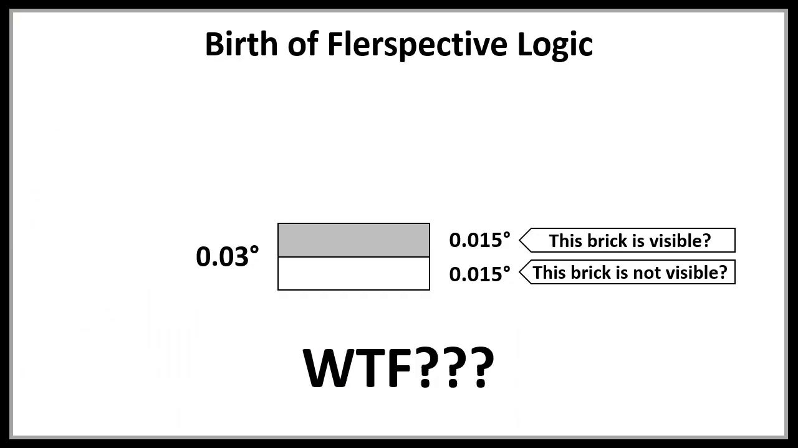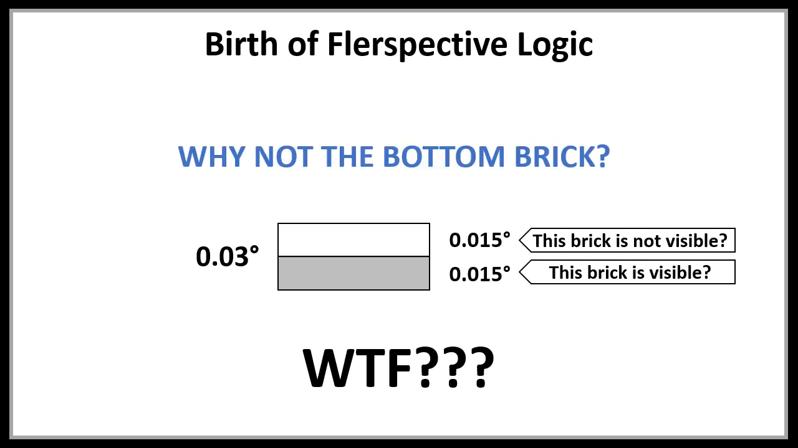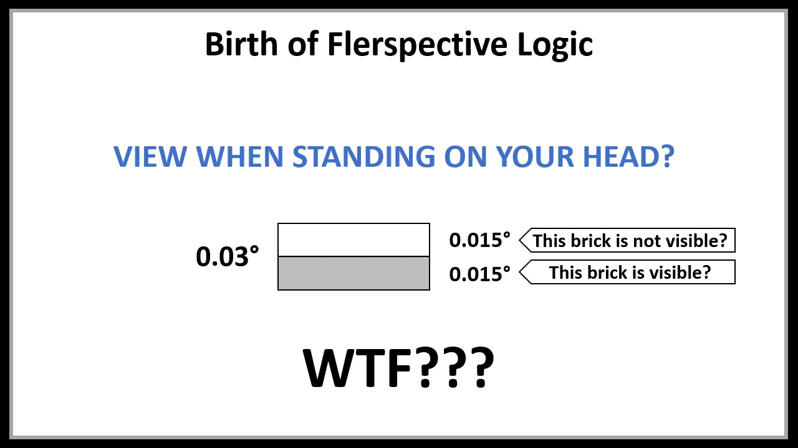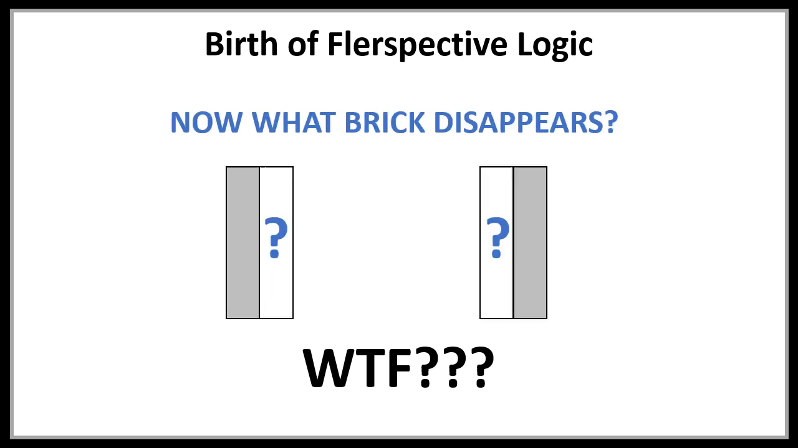Can you believe that? And I think that was Quantum Eraser who enjoyed the taste of the BS that Nathan just pulled out of his rear end. So why is the top brick so special? Why couldn't it be the bottom brick that is visible and the top brick that's not visible? Or maybe this is what we would see when we were standing on our head. And what if the bricks are side by side? Would it be the right brick or the left brick that you don't see?